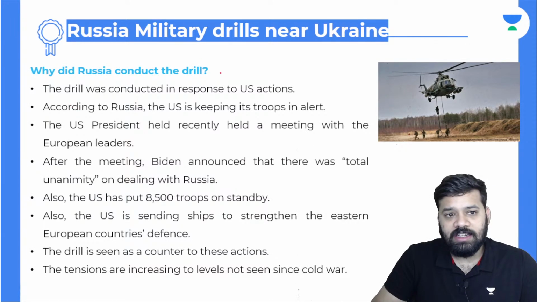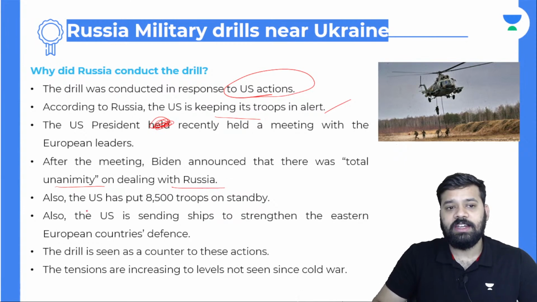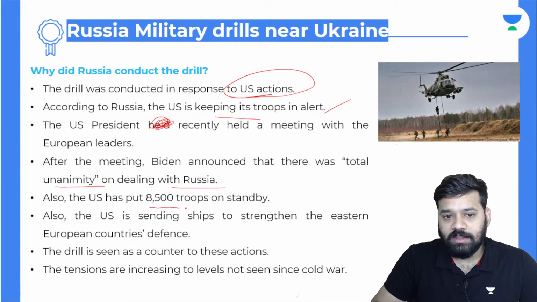Going forward, why did Russia conduct the drill? The drill was conducted in response to US actions. According to Russia, the US is keeping its troops on alert. The US president recently held a meeting with European leaders. After the meeting, Biden, that is Joe Biden, US president, announced that there was total unanimity on dealing with Russia. That is, all of us are together in dealing with Russia. Also, the US has put 8,500 troops on standby. Also, the US is sending ships to strengthen the Eastern European countries' defense. The drill is seen as a counter to these actions. These tensions are increasing to levels not seen since the Cold War.